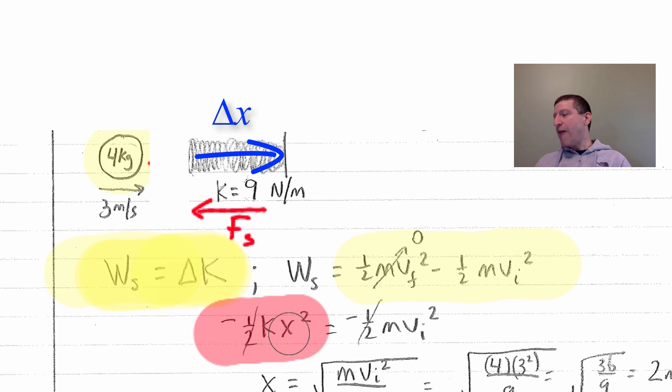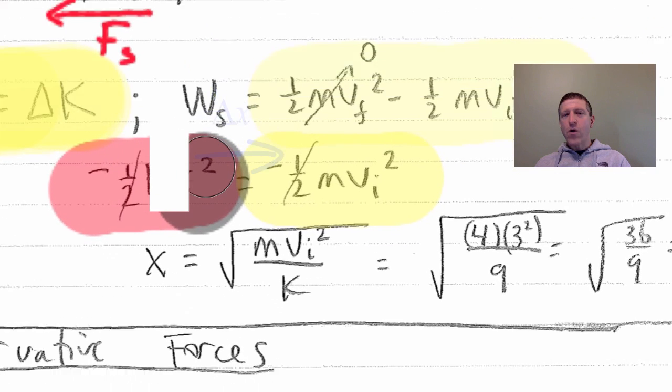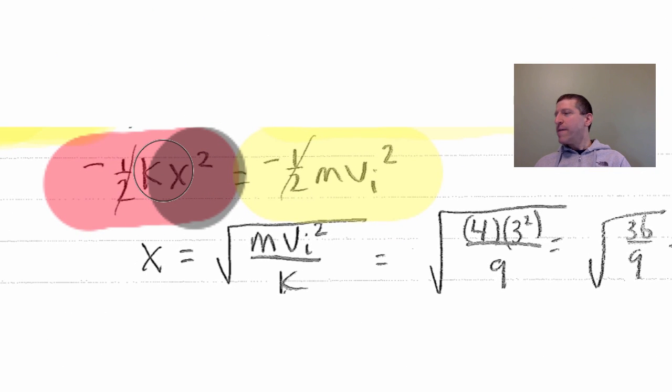So what I end up with is 1/2 k x squared, work done by the spring. That's going to equal what I have left over here, which is simply -1/2 m v initial squared. What am I trying to find? I want to figure out this x right here. This x is what I want. So I just solve symbolically for x, and notice that I did solve this whole thing symbolically before I plugged in any numbers. Just solve for x, plug in your numbers, and you will see that the spring will compress 2 meters.